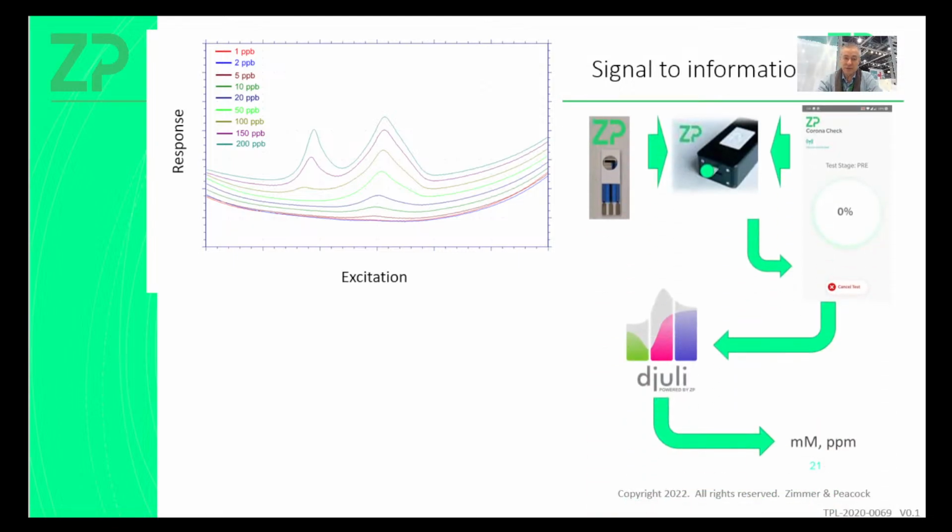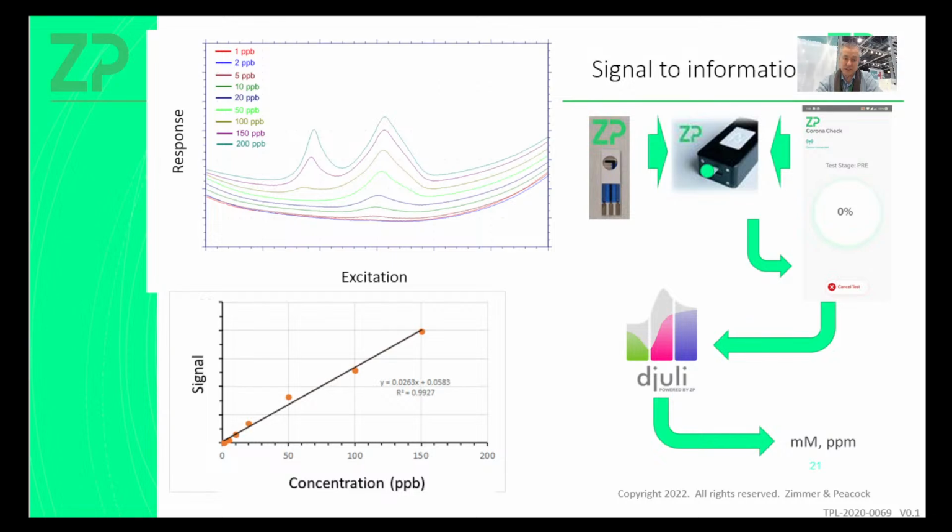And so the whole system, the app tells the meter what to do. The meter gives the raw data back, which will look like this response versus excitation curve that I'm showing you. And then Julie can turn that signal, essentially, it could be a simple calibration like this, into concentration. And from that concentration, recap.